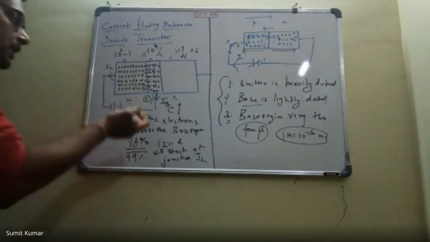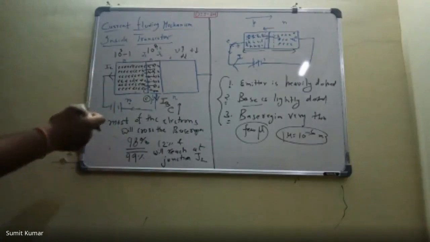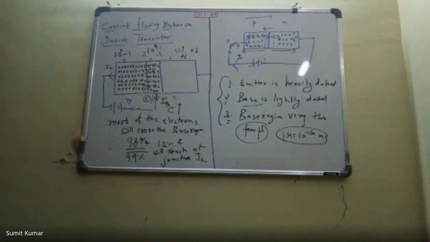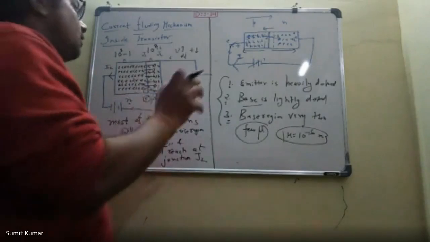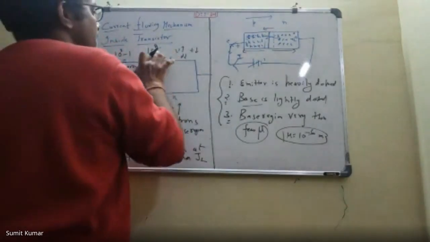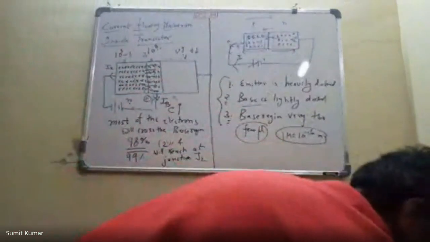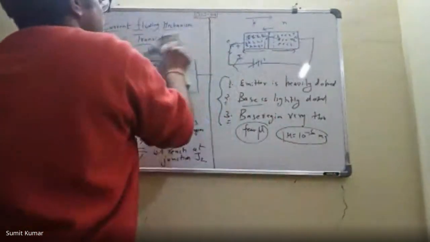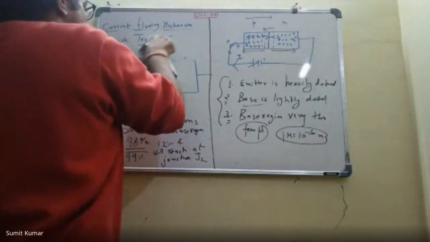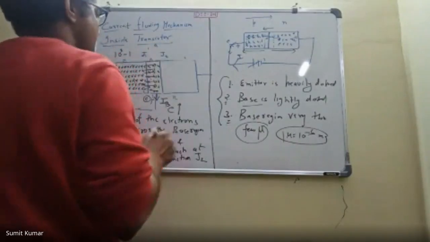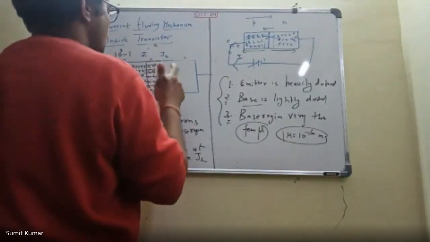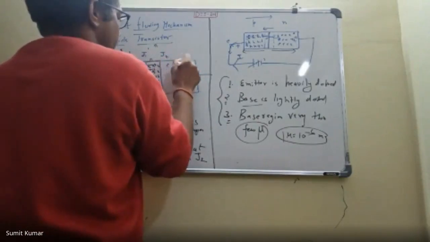So the emitter is injecting the electrons into the base region, and most of those electrons will cross the base region and reach the junction J2. And now we will see the scenario at the junction J2. We have already discussed that we make this junction J2 reverse biased. For the transistor as an amplifier, we make this junction J2 reverse biased. Okay, so here you can see lots of electrons.